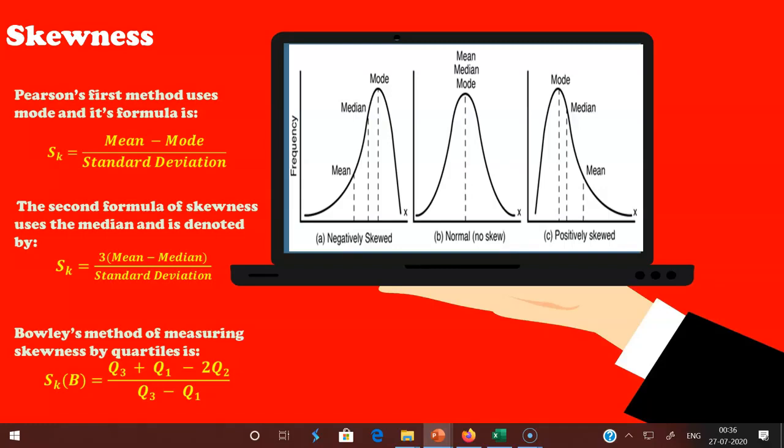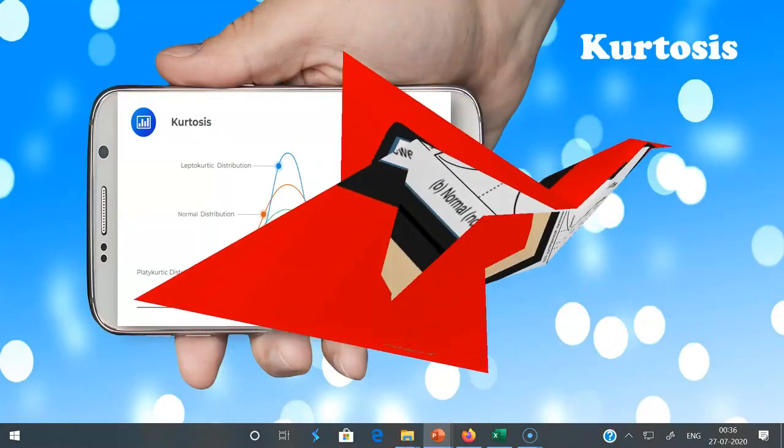Here I may emphasize, I may highlight the three formulas of the skewness value. How can we find the skewness? If you know the value of the mean and median as well as the standard deviation, or if you know the value of Q3 and Q1 as well as Q2, how can we find out the skewness? There are three formulas I discussed in these pages.